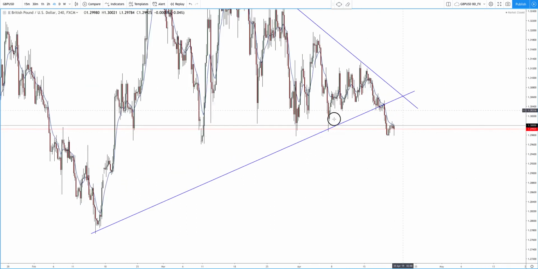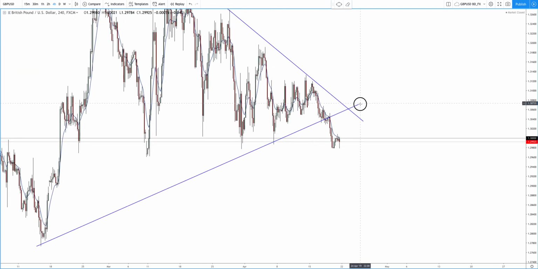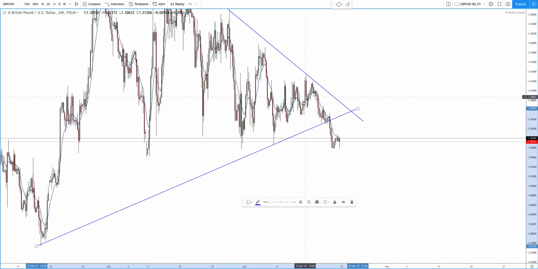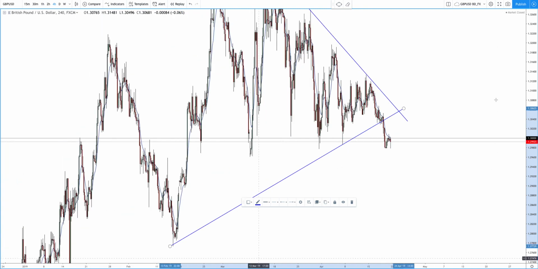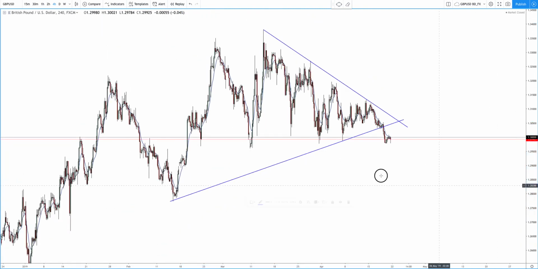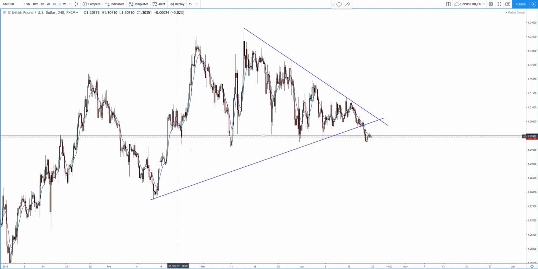As you can see here, we came down to this trend line. Price was up here last week. We came down to this trend line, hovered around it for a little bit, and then we broke through. Now we have broken through the very important level of 1.3000. This is a very key level on this pair, because you can see how we failed to break it many times back here.